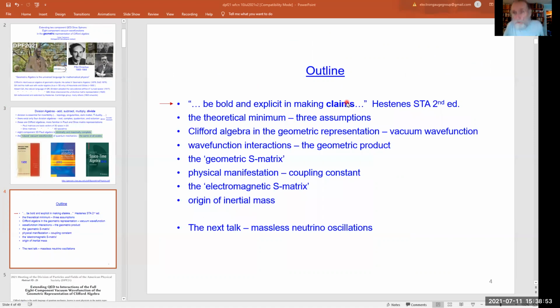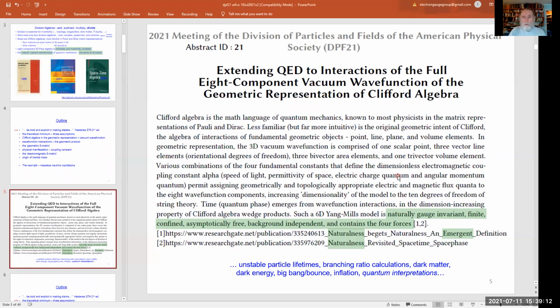I think his experience of having 50 years pass between the first 2 editions and for the geometric representation to remain outside the mainstream is part of what makes him assert the importance of this. So this is what we do. We're making some bold and explicit claims here.